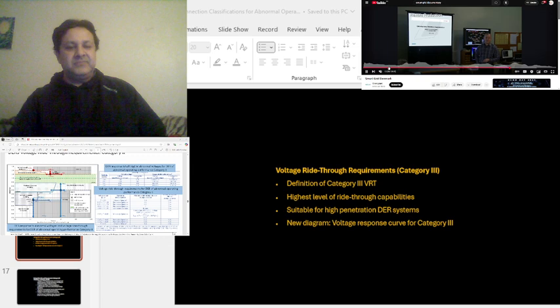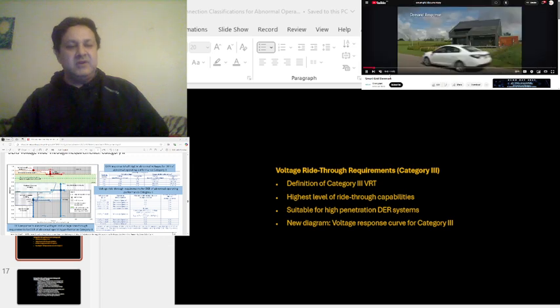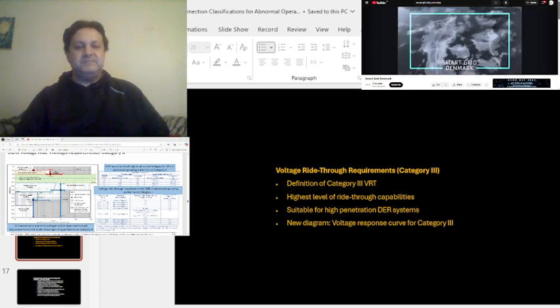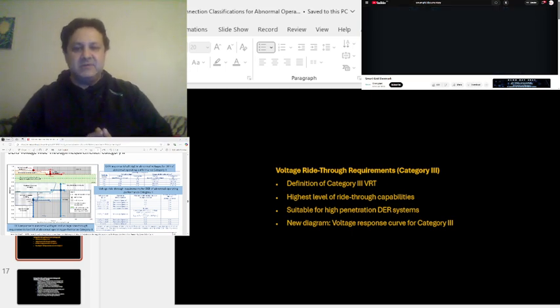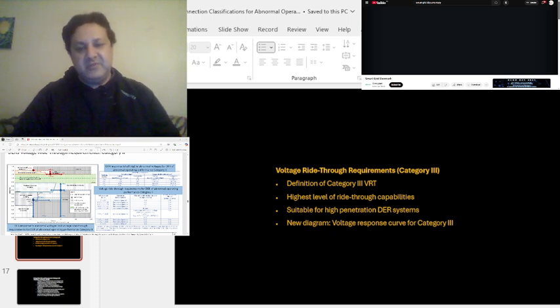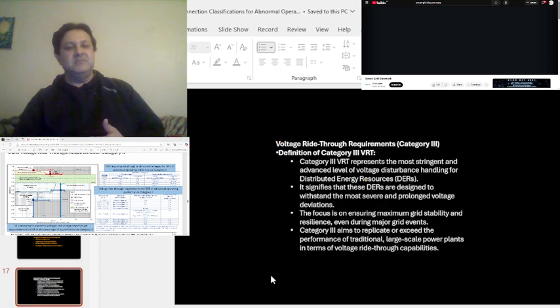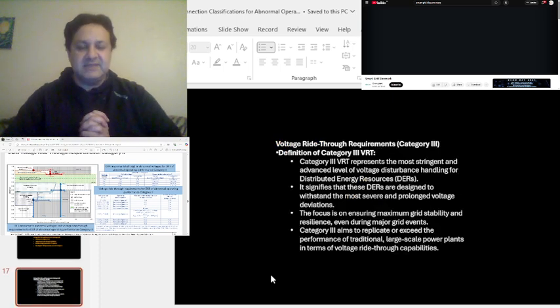If we talk about the voltage ride-through requirements, what we see is that we will define it about category 2, highest level of ride-through capability. We'll talk about whether it is suitable for high penetration DER systems. So let's talk about 3 and move on to the next.